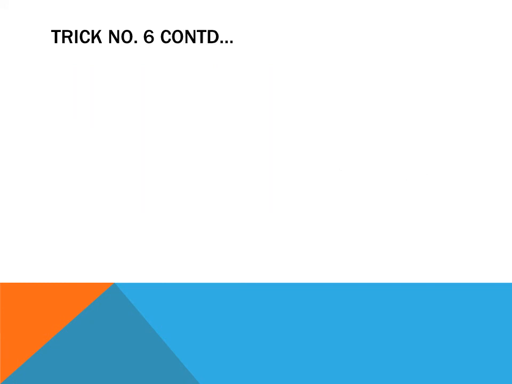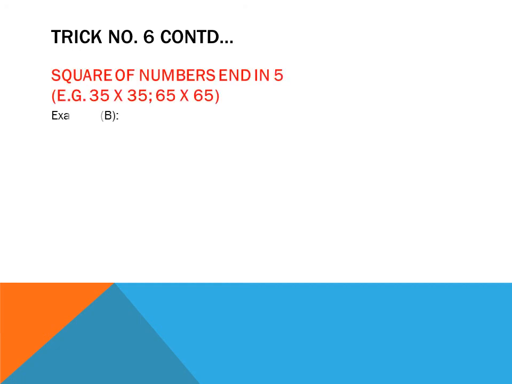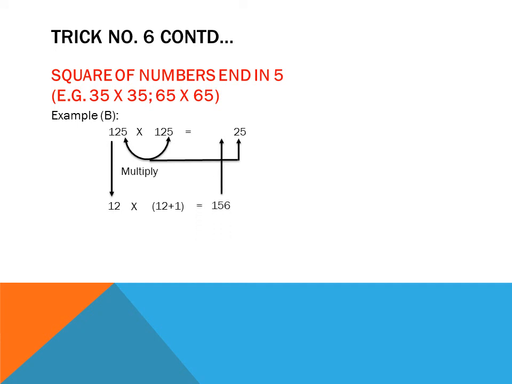Now let's take another example to understand more on this trick. In this case we are taking 125 multiplied by 125. Okay, so multiplying both the 5's would fetch us 25. Now the remaining digits, 12 multiplied by 12 plus 1, 13, equals 156, and 156 would come up here. So the answer would be 15625.